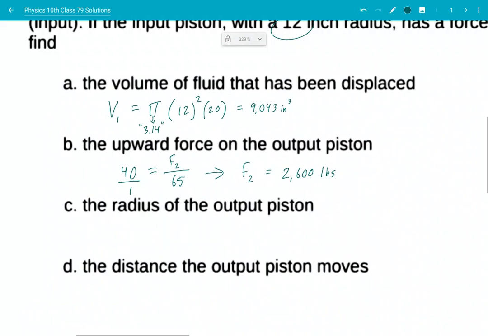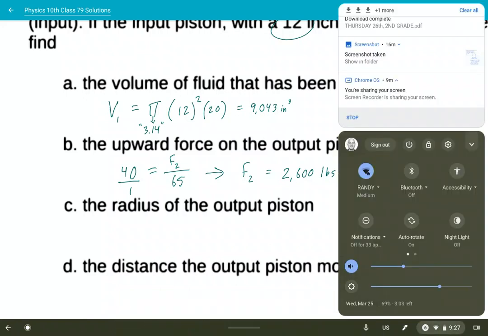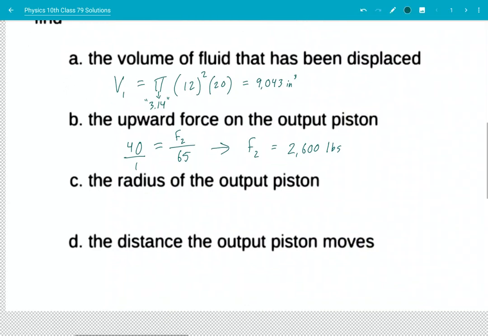All right, we're going fast. Let's see how long we've been going for. It's been 9 minutes. You guys are going to have a nice and short video today.